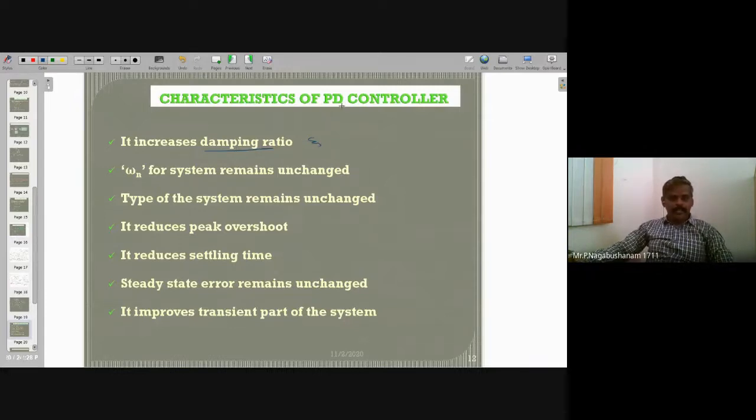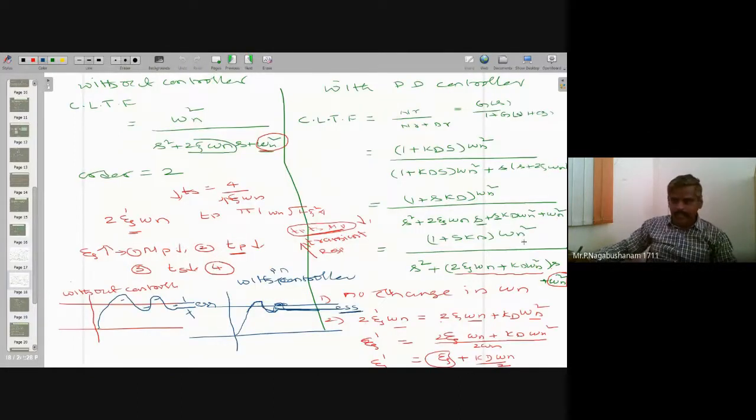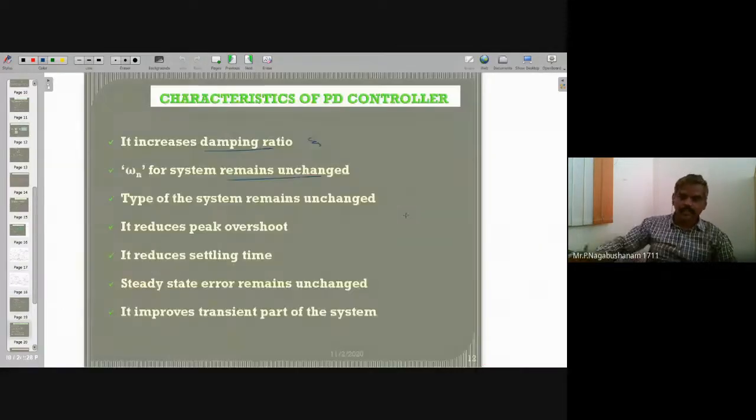If you use the PD controller in a standard second order system, it will increase the damping ratio. Omega n for the system remains unchanged. Just now you saw, check it out, this is the omega n. There won't be any change in natural frequency. Omega n remains unchanged.